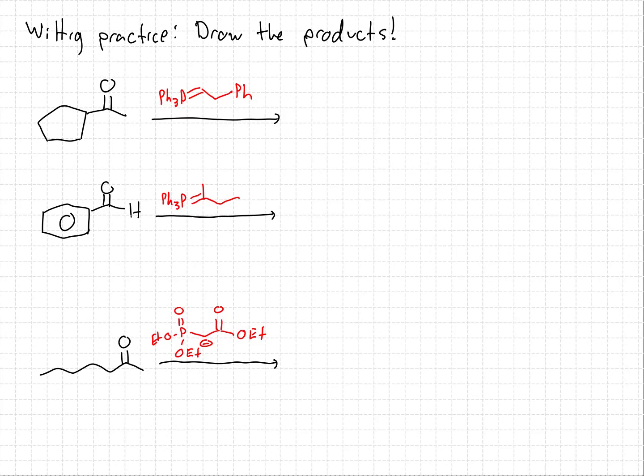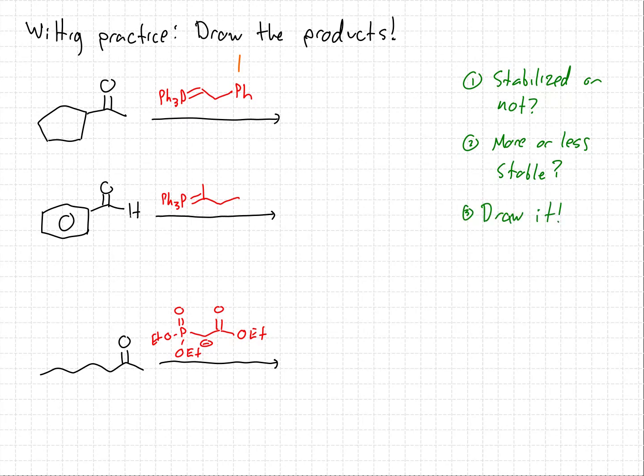All right, so what are we going to do here? Step 1, the question we need to answer is: is this a stabilized or is it not a stabilized ylide? The second question is, does that mean we get the more or the less stable alkene? And then the third step is to draw the alkene we've decided we need.